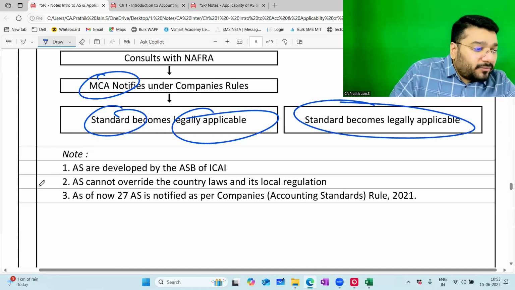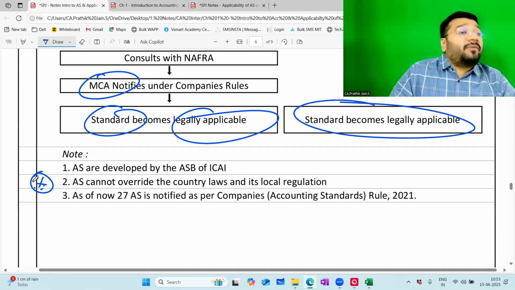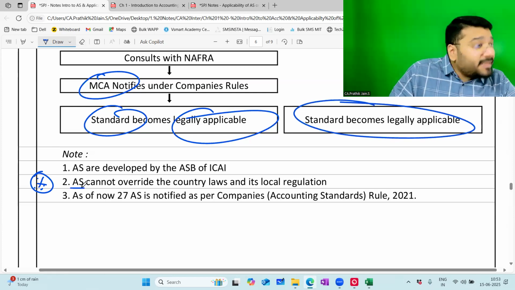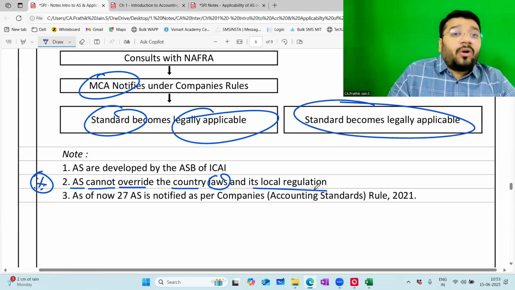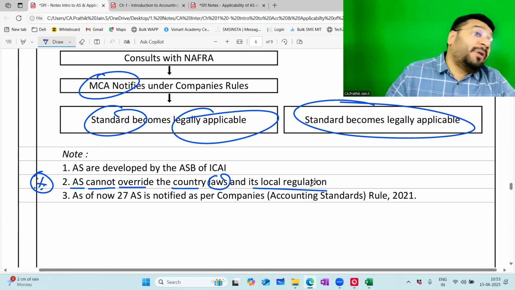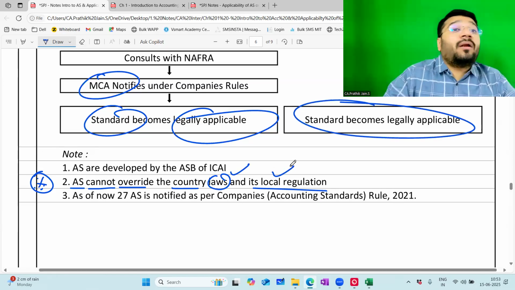Very, very important point. For a second, forget your lunch today, but do not forget this point. The AS that ASB is preparing and ICAI or MCA is approving cannot override the country's law and its local regulation. So if there is any other law or local regulation and the AS is contradicting that, which will prevail? That law and that local regulation will prevail.